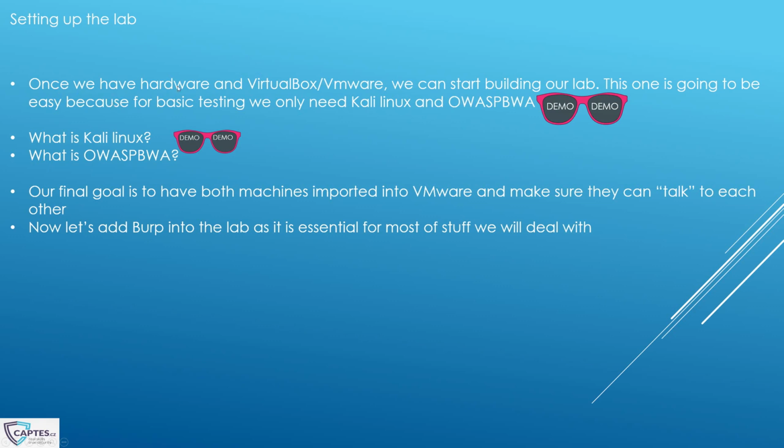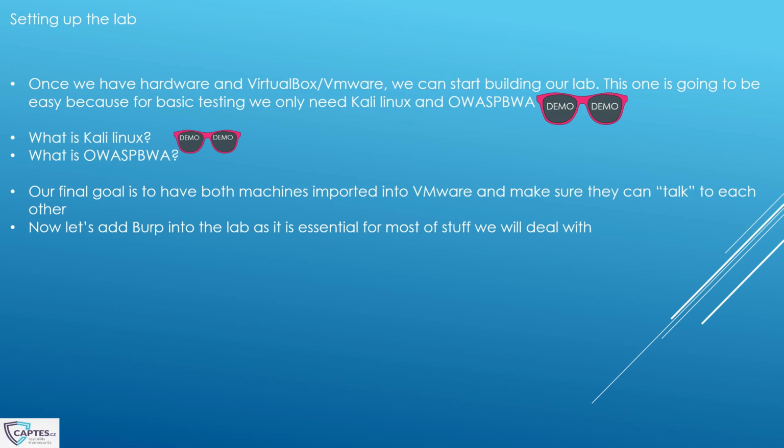So now let's imagine for a second that we all have that awesome new and shiny hardware and VirtualBox or VMware. This is the precondition for continuing in this exercise. You will need to download two VMs. First is Kali Linux and second is OWASP BWA. I will explain in a few more minutes what those are. For building our lab, our goal is to have both machines imported into VMware or VirtualBox and make sure they can talk to each other. It means that you can ping them and they are on the same network. And we will also add Burp to the mix, but let's see whether we can still cover it today or keep it for later.